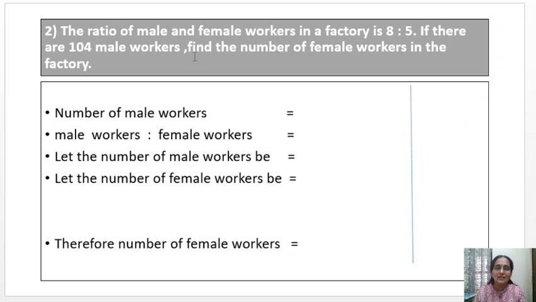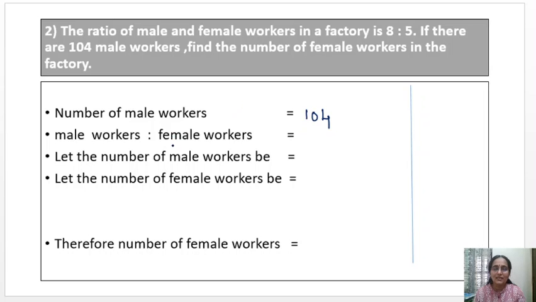Second question, the ratio of male and female. The ratio of male and female workers in a factory is 8:5. If there are 104 male workers, find the number of female workers in the factory. Number of male workers are 104. Let me write 104.